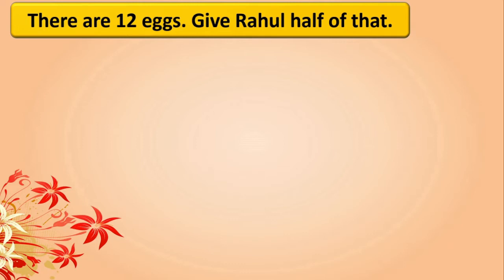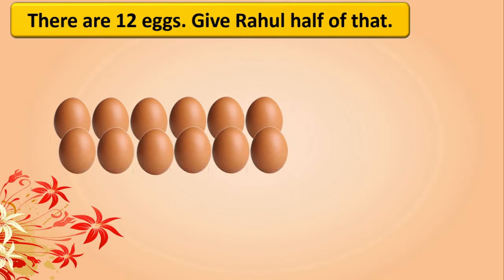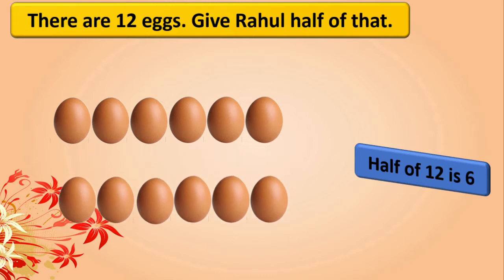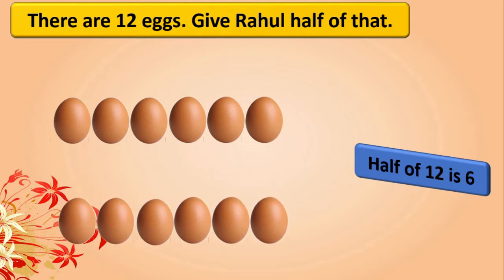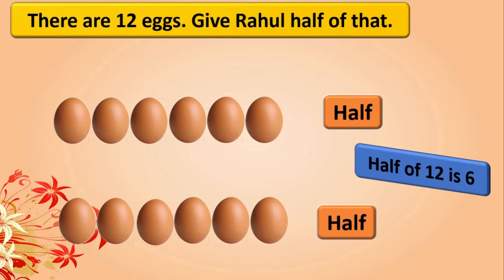Now here is one sum. There are 12 eggs. Give Rahul half of that. Yes, here we can see 12 eggs. Now we have to give Rahul half of this. You know the half of 12 is nothing but 6. Correct? So 6 eggs we have to give to Rahul. Means that is equal to half of whatever we have. Isn't it?